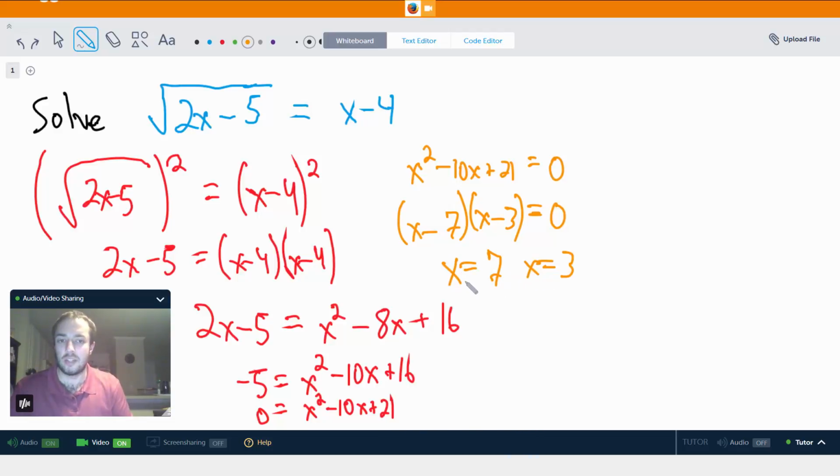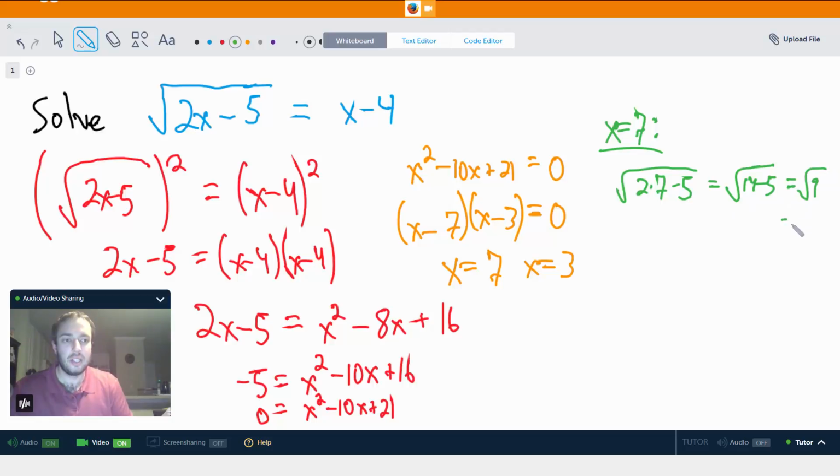So if x is 7, what happens? Well, for x equals 7, what do we get on the left-hand side? We get the square root of 2 times 7 minus 5. 2 times 7 is 14. So we have the square root of 14 minus 5. 14 minus 5 is 9, so that's the square root of 9. And the square root of 9 is just 3. Okay, just positive 3. And then what happens on the right-hand side? Well, we have 7 minus 4, which is 3. So these two things are equal, so that's good. x equals 7 does check out as a solution, so that works.